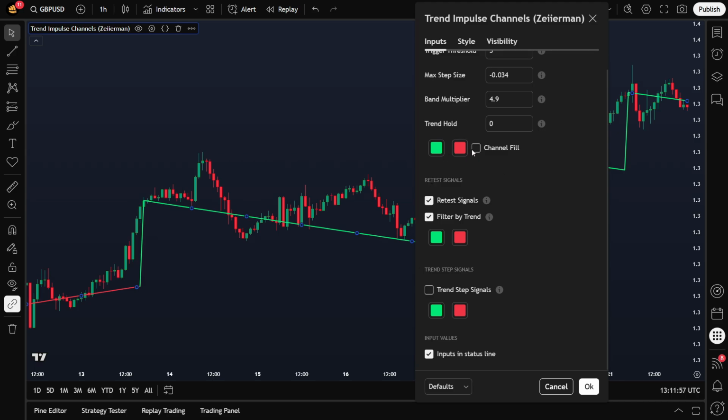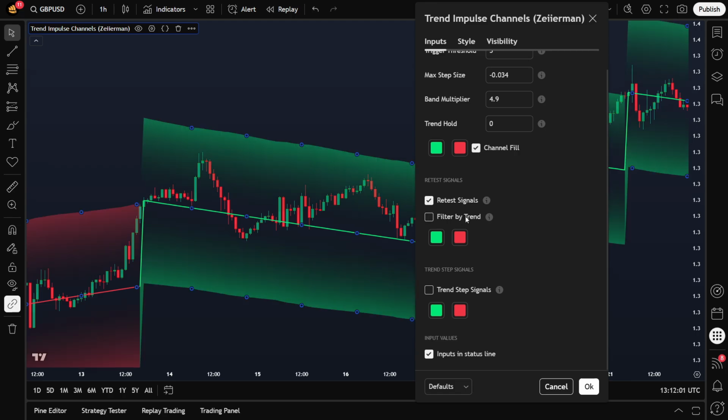When you turn this on, those triangle retest signals will only show up if they match the overall direction of the trend. For example, in an uptrend, you'll only see signals for bullish pullbacks. This helps you avoid counter-trend trades and focus on setups with higher probability.